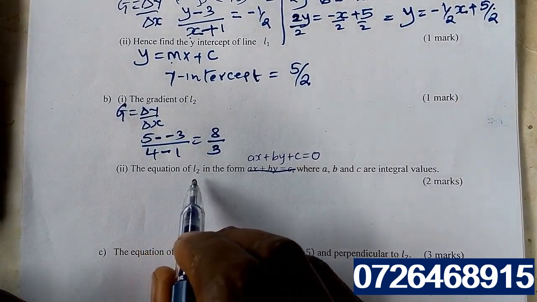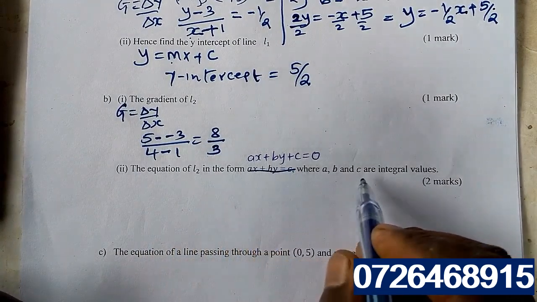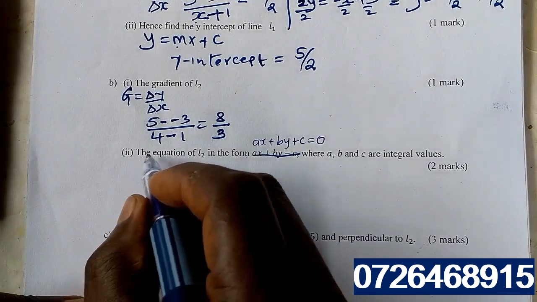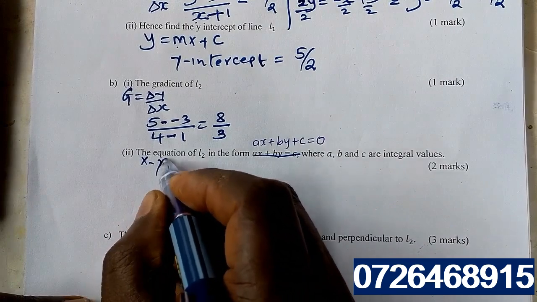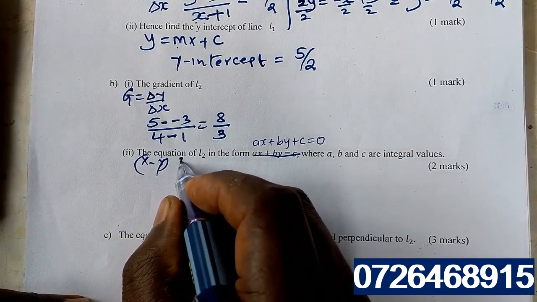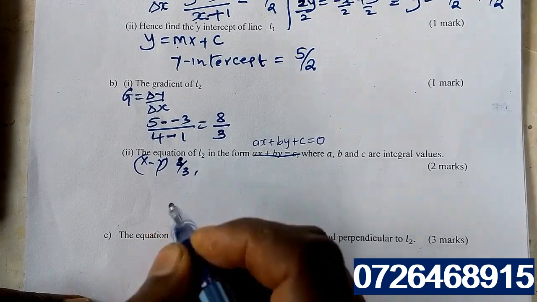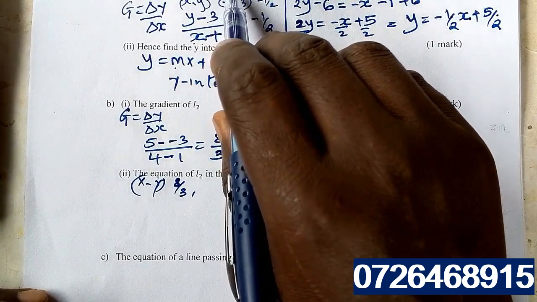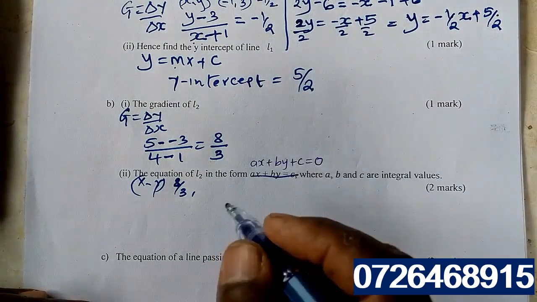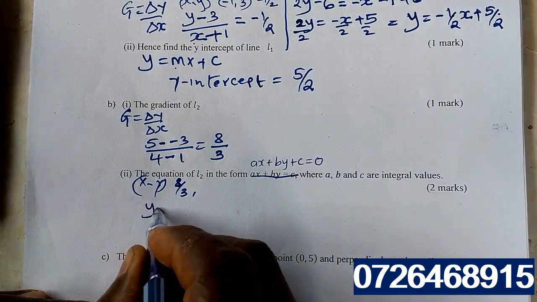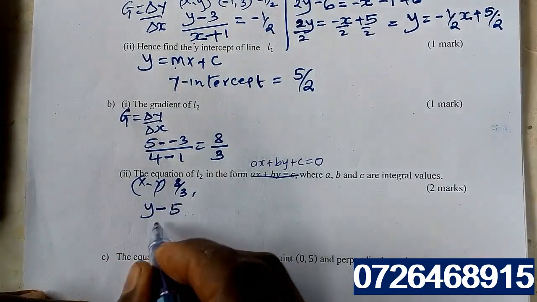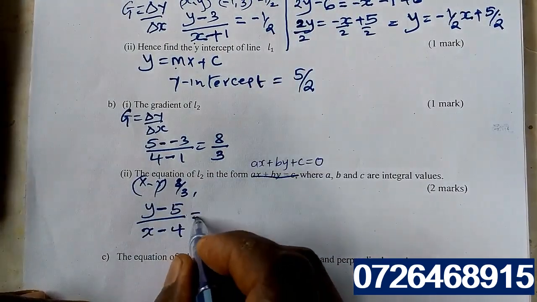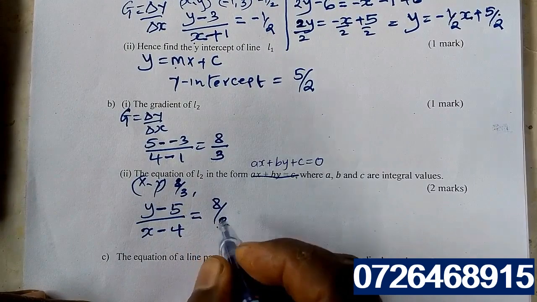The equation of L2 in the form of this. So we want to find the gradient, then the equation. We take the general point, that is x, y, and the gradient is 8/3. Then we take one of the points, either this or this, it depends on which you choose. So let us take the second one. So we are going to say y minus 5 divided by x minus 4 equals 8 over 3, which is the gradient.